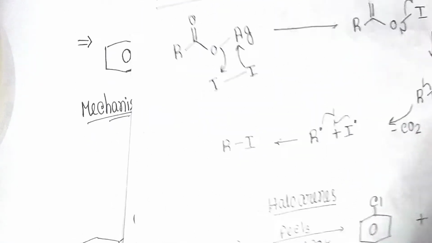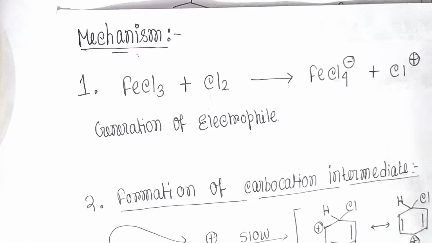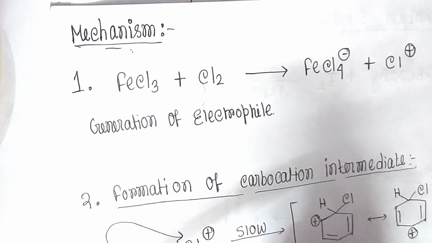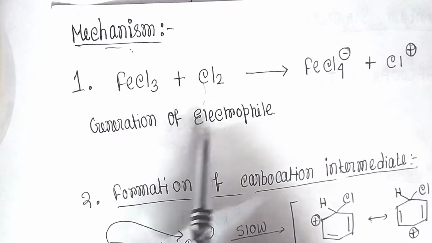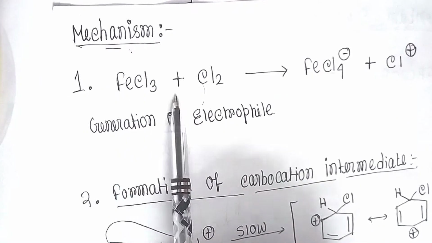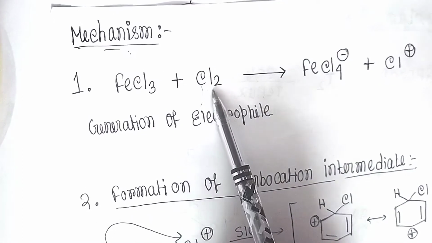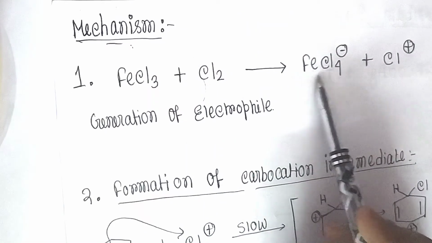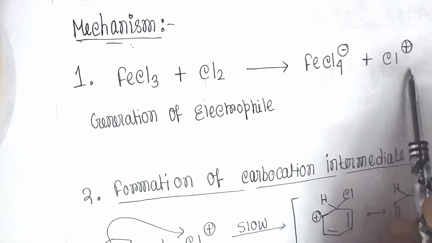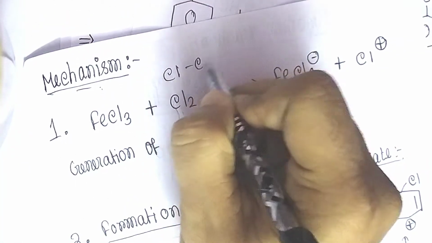Now, how does this reaction occur? What is the mechanism? There are three steps. First is generation of the electrophile. FeCl3 is a Lewis acid, so it reacts with chlorine and takes up one chlorine from this Cl2. So we get FeCl4 minus and Cl plus. As we know, chlorine is nothing but Cl and Cl.